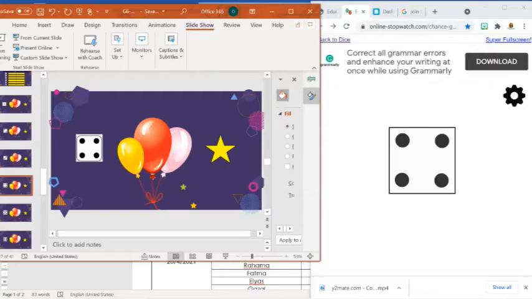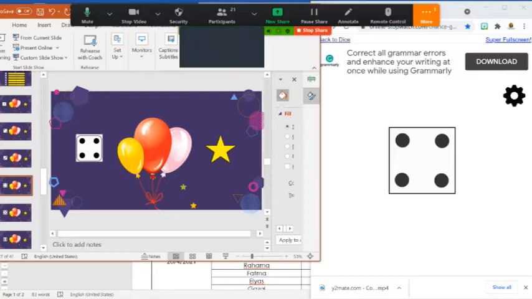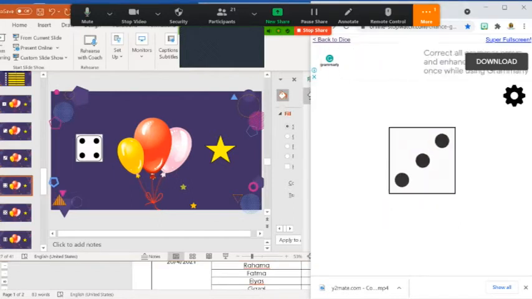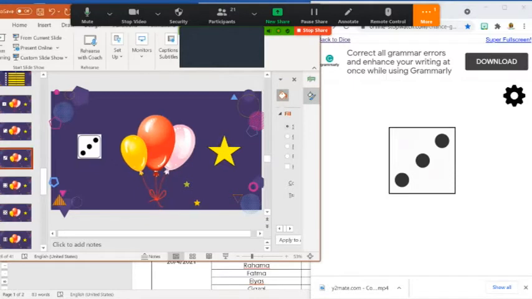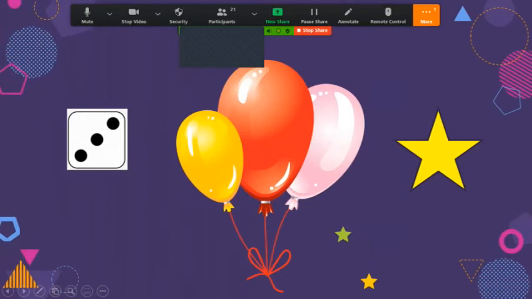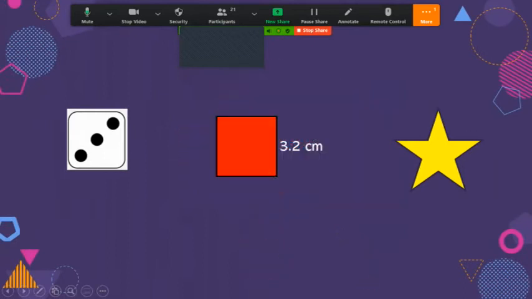Okay, let's roll the dice again. Who wants to answer the next question? Alwarith, are you there? Yes, teacher. Okay, let me roll the dice now. Question number 3. This is for you, Alwarith. Let's have a look at it. Alwarith, find the perimeter of this shape.